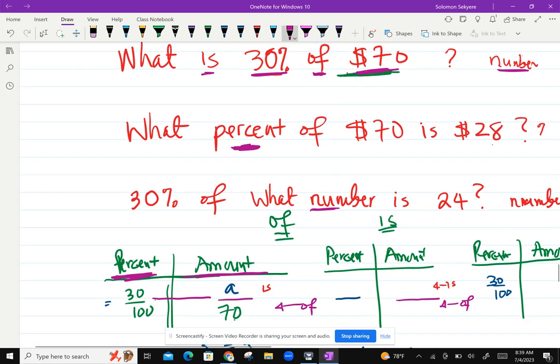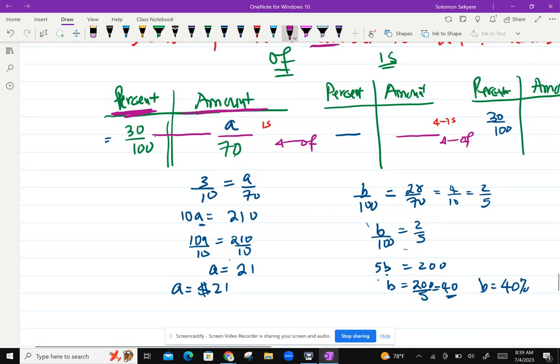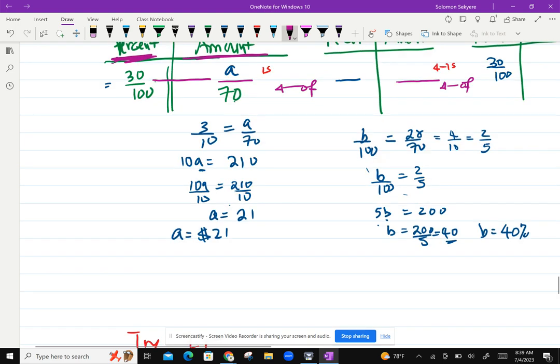First question: what is 30% of $70? 30% is what? 30 over 100. So you write your 30 over 100. This is the percent side, right? 30%. Then 30 over 100 should be equivalent to what? Draw your line. See the bottom here? The number that comes right after the "of", 70, is the position for it, and "is" goes on the top.